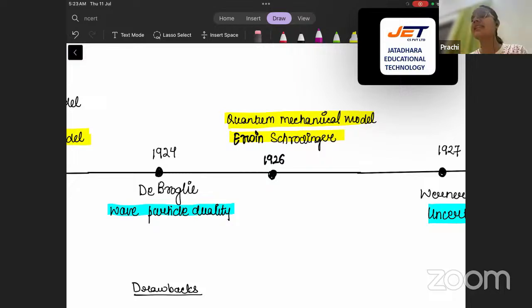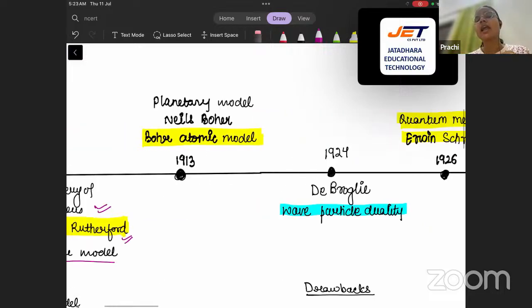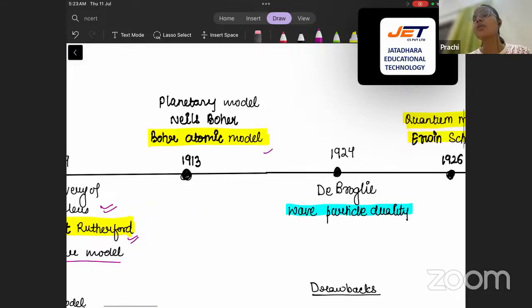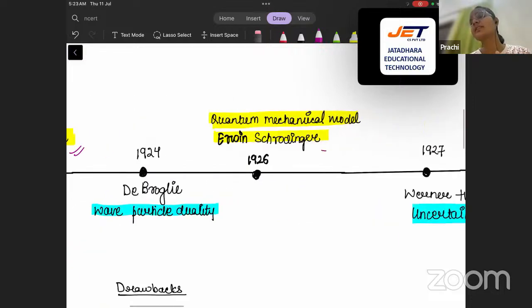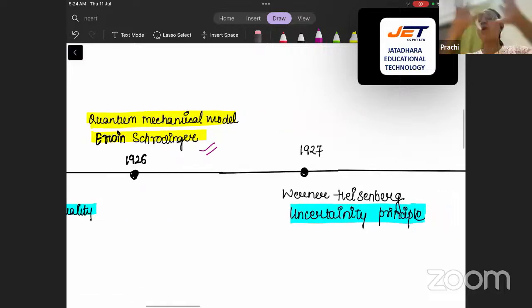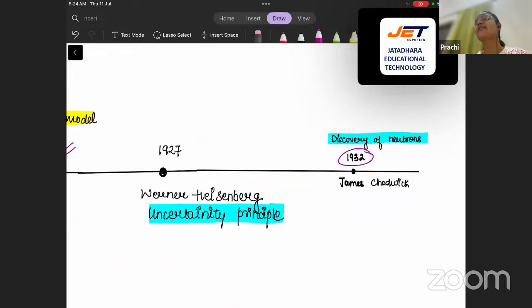So yes, we will be learning in detail what this model is all about and how we were able to overcome the drawbacks of Bohr's atomic model. Using this quantum mechanical model, we were able to explain so many things which were not explained by any other model that we had. So in 1926 came the quantum mechanical model, and you will be surprised that after all these things were done, at the end the discovery of neutrons happened.